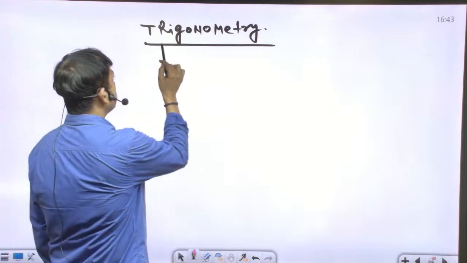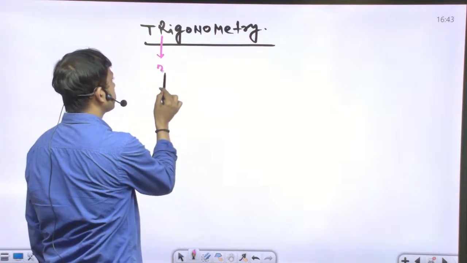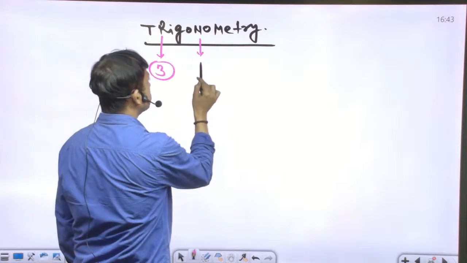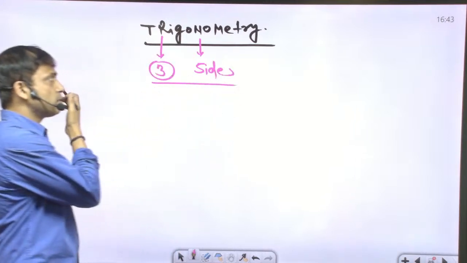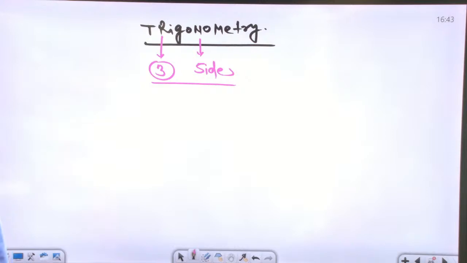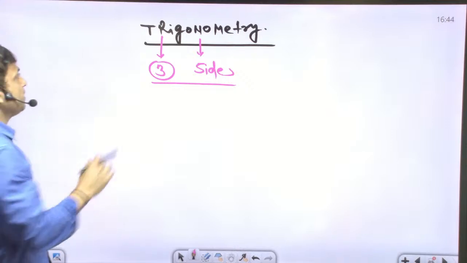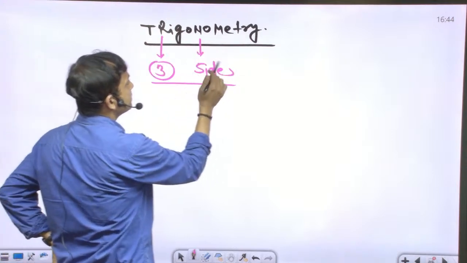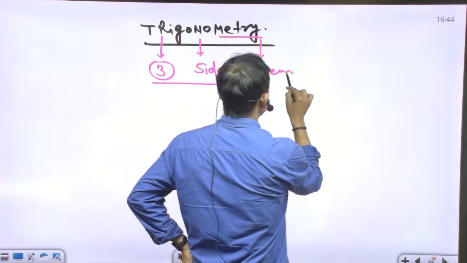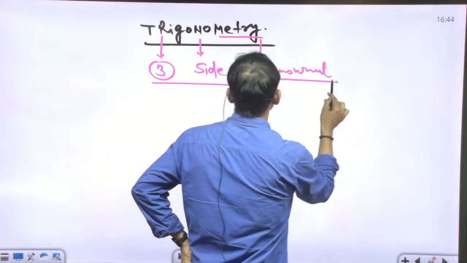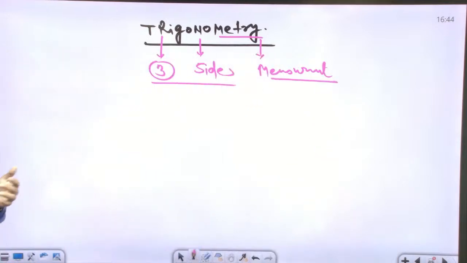In trigonometry, tri means 3. Gon means sides. This means trigonometry is the branch of 3 sides including 3 angles, the relation between 3 sides and angles. So the name is trigonometry: 3 sides, and metry means measurement. So 3 sides measurement. Sides means sides as well as including angles.